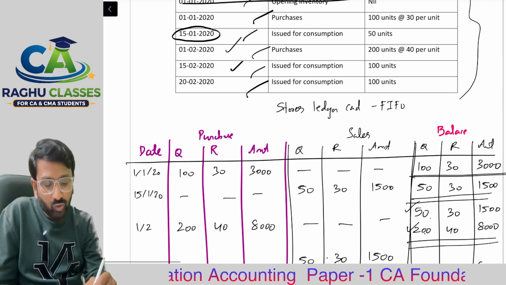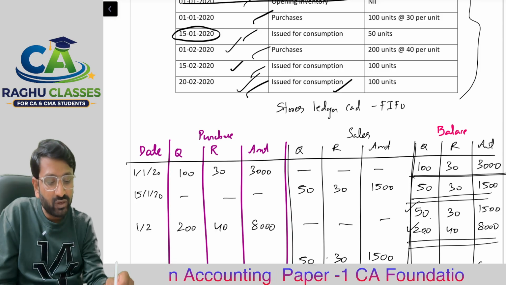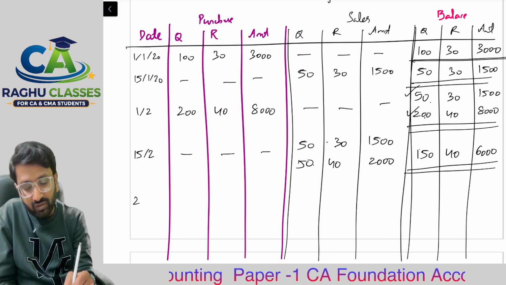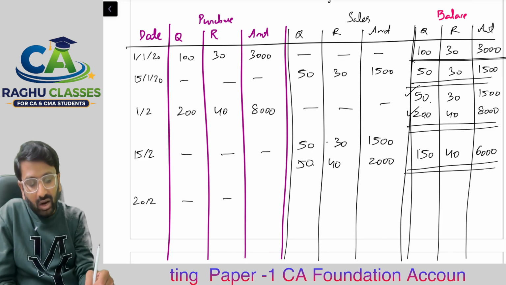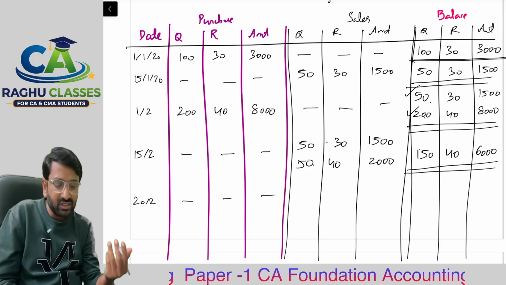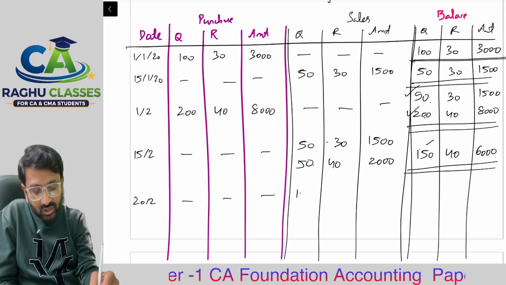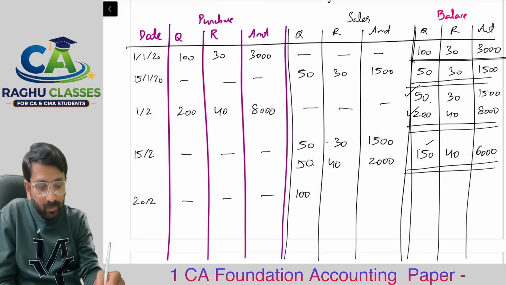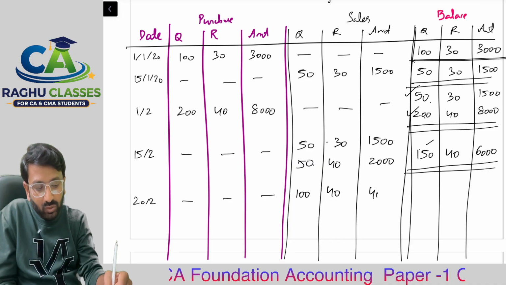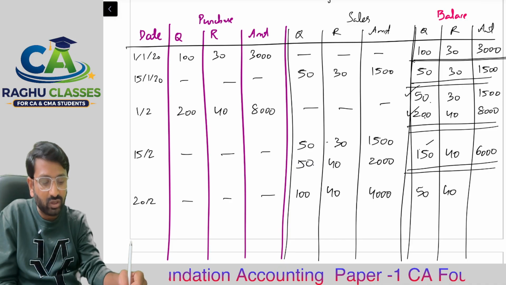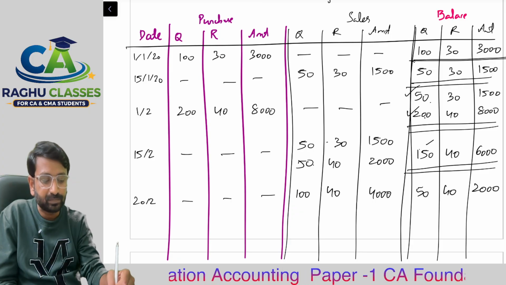Next one. On 28th February, again issued for consumption another 100 units. So this is on 28th Feb. Another 100 units. Can I say this entire 100 will be from this 150 only? So 100 units are issued from here. The rate per unit is 40, 4,000 gone. So can we say closing stock here is 50 units costing 40 each, total amount 2,000.